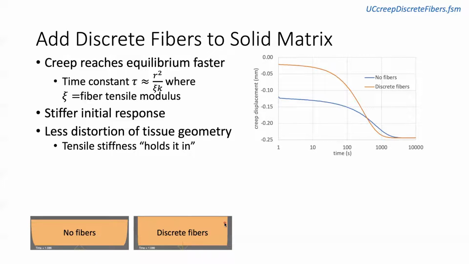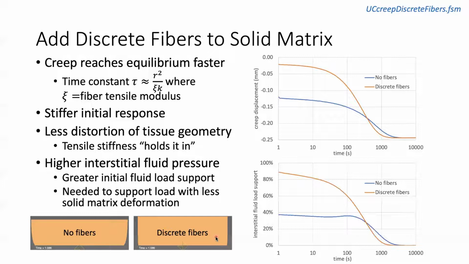But if you add fibers in the radial direction and the circumferential direction, when you apply a load initially, the tissue doesn't really want to expand a whole lot. It expands much less. But then it's going to creep a little bit faster. So if you pay attention, it's on a logarithmic scale, but it reaches steady state in about 2,000 seconds instead of roughly 3,000 to 4,000 seconds earlier. So the tensile stiffness of the matrix holds the tissue in. You get less bulging down here, which was problematic for the finite element analysis, but now there's less bulging, which is nice. The interstitial fluid pressure will increase.